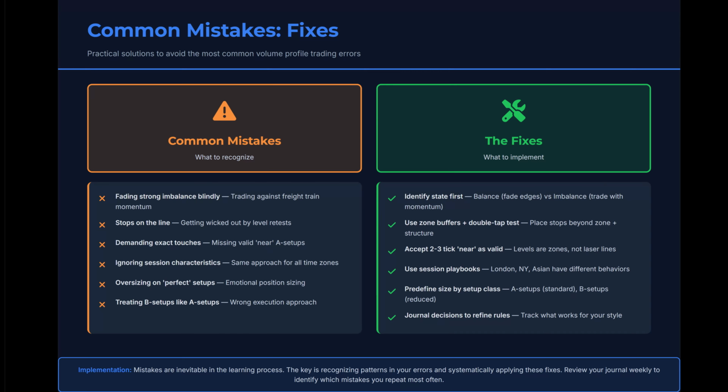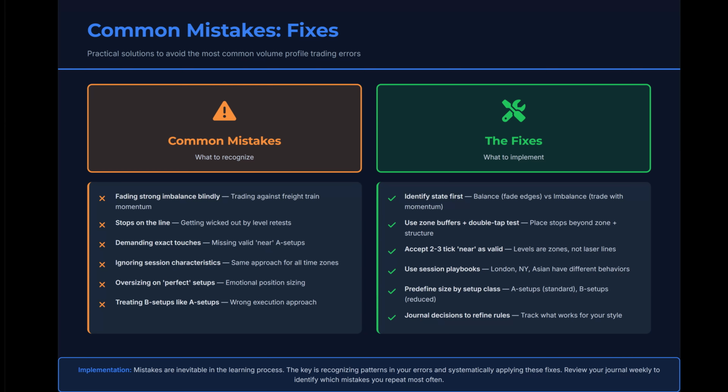Review your journal weekly. Look for patterns in your errors. Which mistakes do you repeat most often? Then refine your rules to address those patterns. Journaling transforms mistakes into lessons. It's the fastest path to improvement.